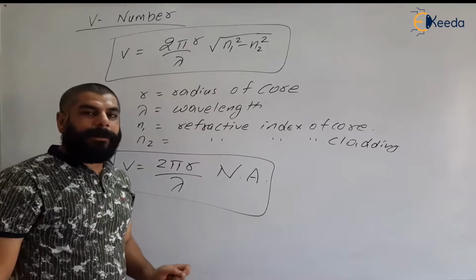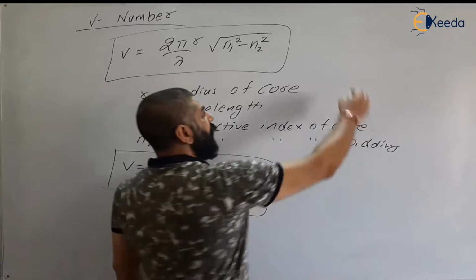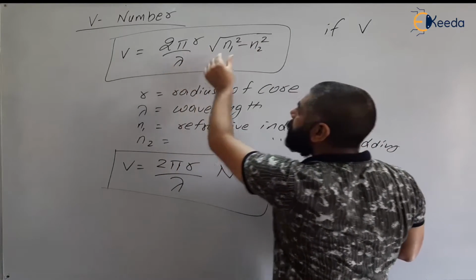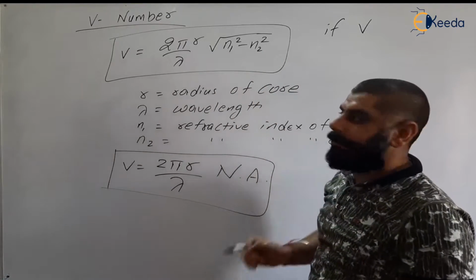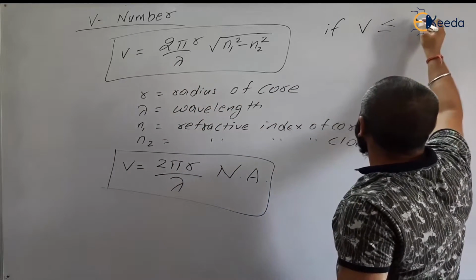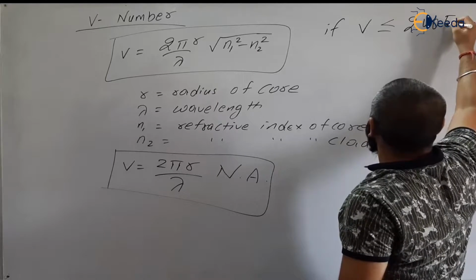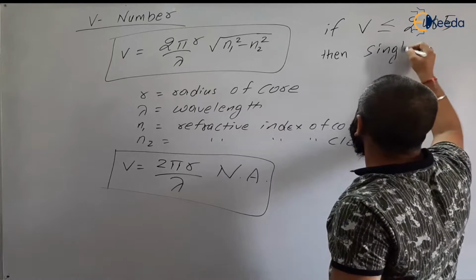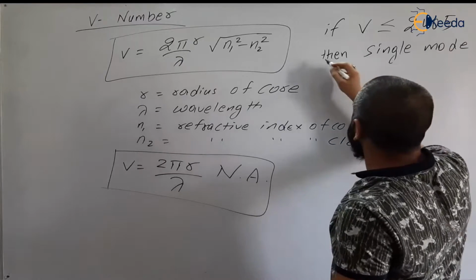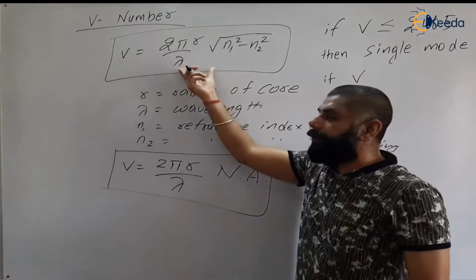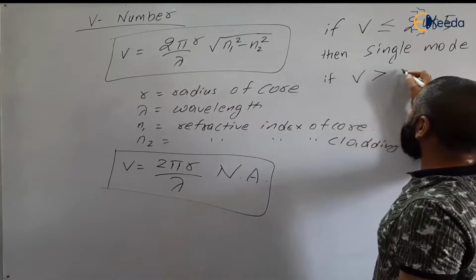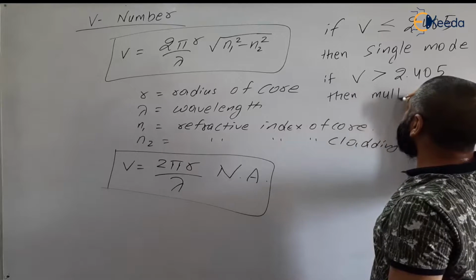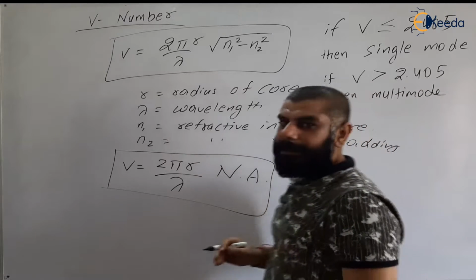So how does it give information about modes? If you put the value of radius, wavelength, refractive index of core and cladding and simplify this, if V number is less than or equal to 2.405, then mode of optical fiber is single mode. If the V number we calculate is greater than 2.405, then mode of optical fiber is multi-mode. And also we can calculate the number of modes.